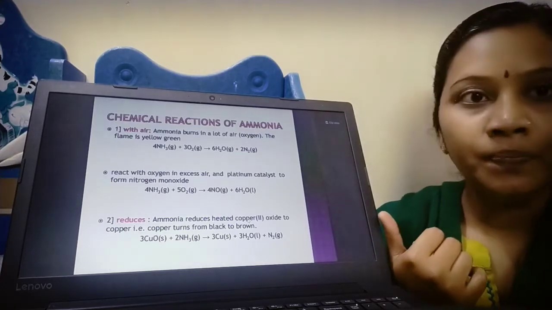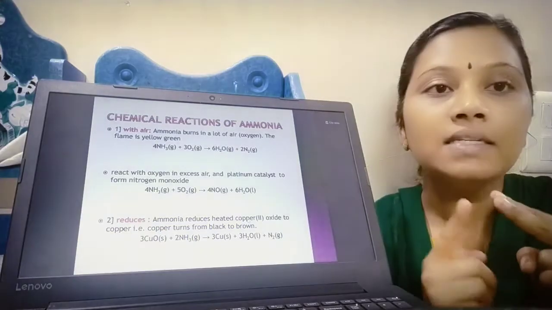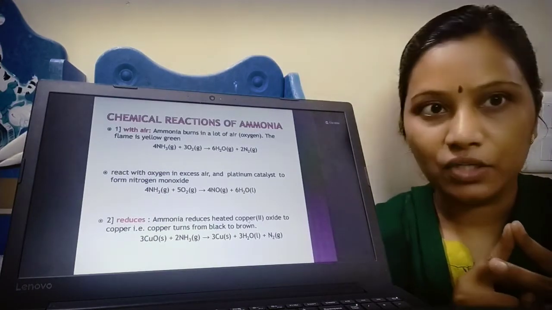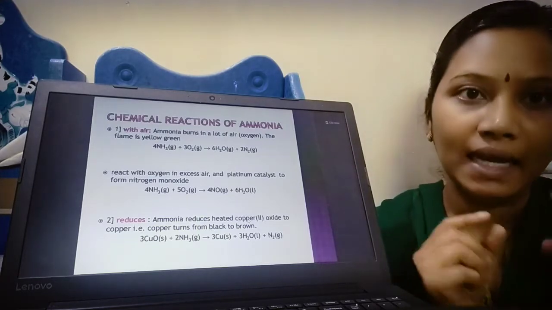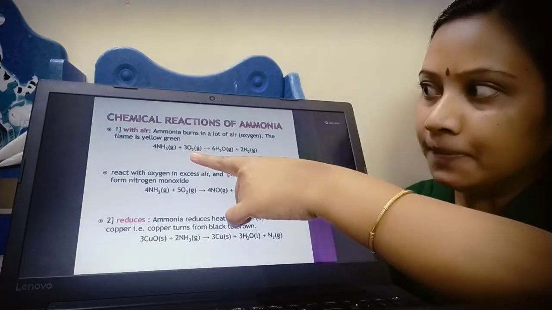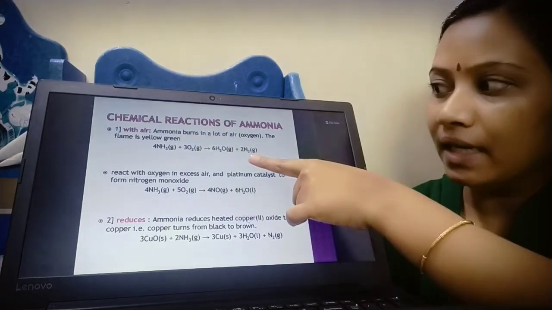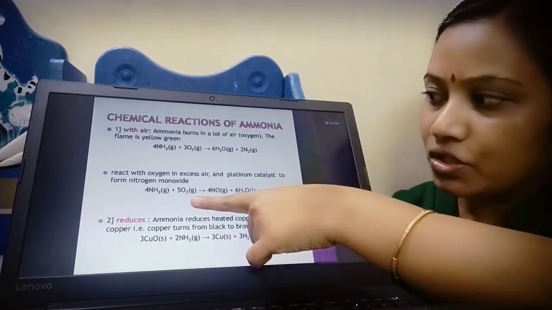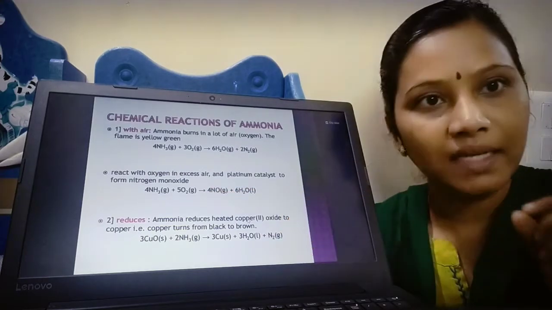Next, moving to the chemical reactions of ammonia. Children, there are two categories. When ammonia reacts with a less amount of oxygen, I will be getting dinitrogen. If ammonia reacts with excess oxygen, then I will be getting nitric oxide. Ammonia burns in air, that is oxygen, and the flame is yellow-green in color, giving dinitrogen. Now when ammonia reacts with excess oxygen in the presence of platinum as a catalyst, I will be getting nitric oxide, that is nitrogen monoxide.